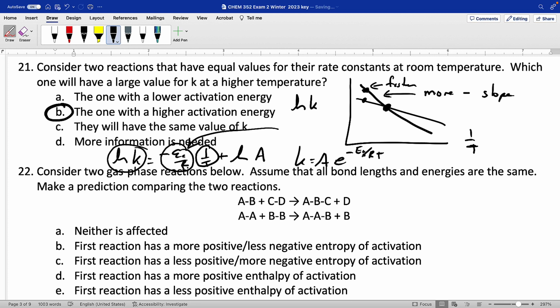So the higher the activation energy is, the greater your temperature sensitivity. So looking at these reactions, we can see that if they were the same at room temperature, despite one of them having a higher activation energy, it must be that this reaction here also had a larger value of A.